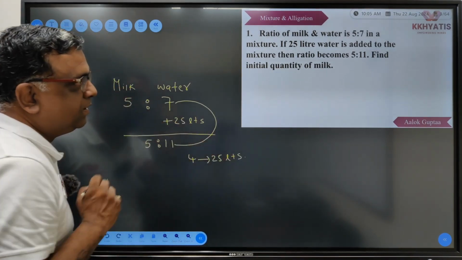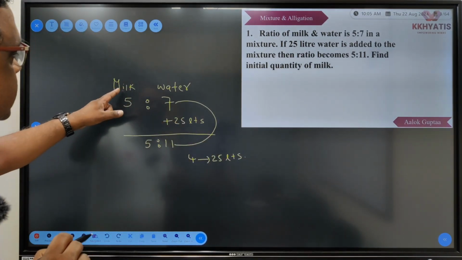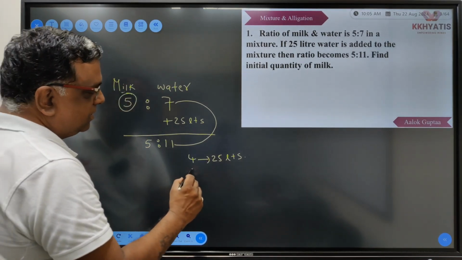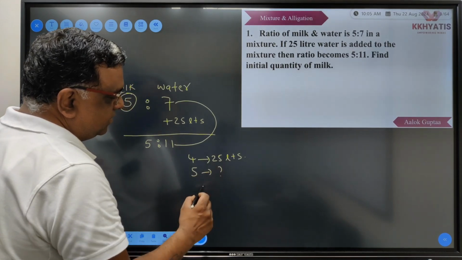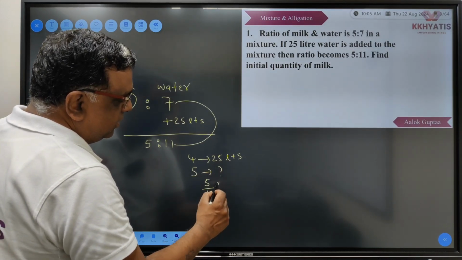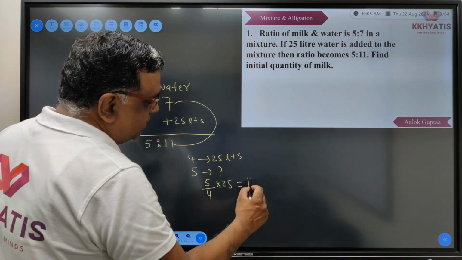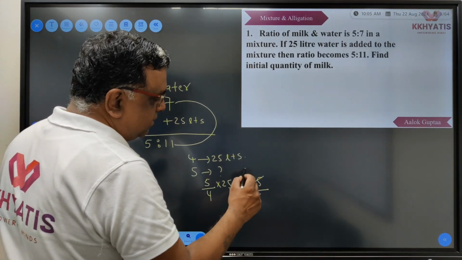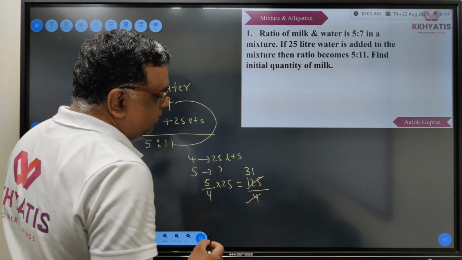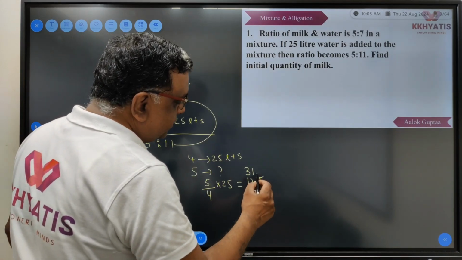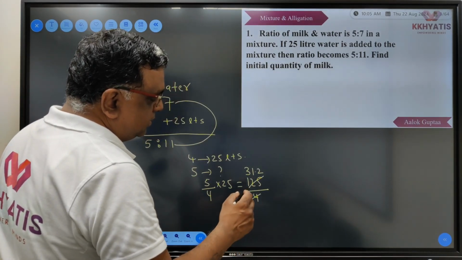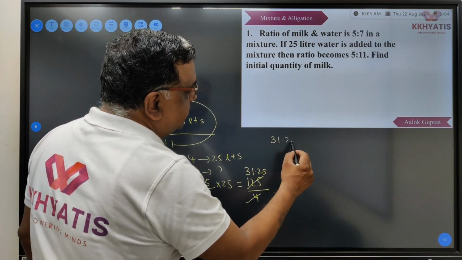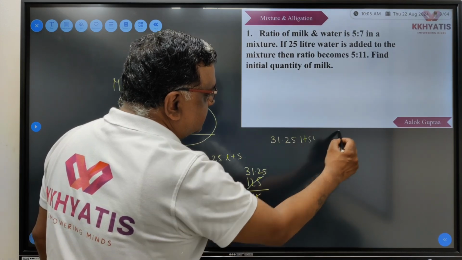And the value of 4 is given to be 25 liters. Now, what was the initial quantity of milk is what I have been asked. So, initial quantity of milk was 5. So, I have been asked the value of 5. So, it will be 5 upon 4 into 25. That is 125 upon 4. So, I can say 4 3s are 12, 4 1s are 4, 4 2s are 8. So initial quantity of milk was 31.25 liters. So this is the answer.